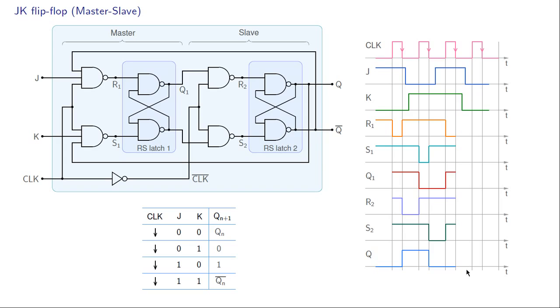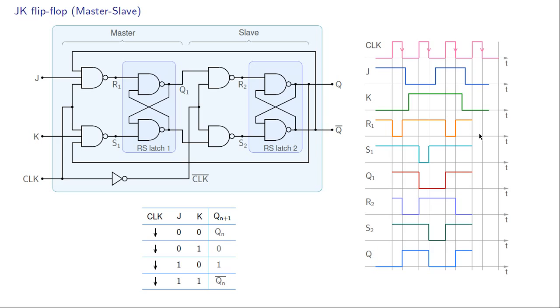Next interval, clock is 0, so therefore R1 is going to be 1, S1 is going to be 1, and Q1 is not going to change. What about R2? It is the same as Q1 bar, and S2 is the same as Q1. So we have S2 equal to 1, R2 equal to 0, and therefore Q is going to change from 0 to 1.